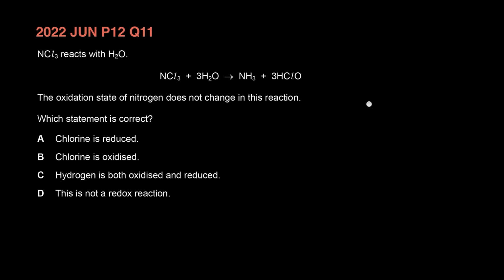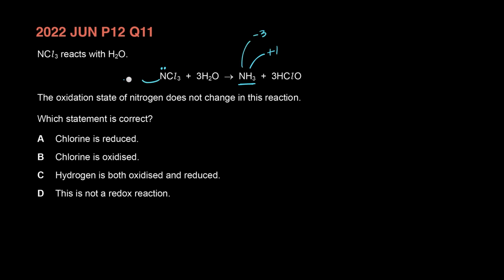So now in this question number 11, NCl3 reacts with water. Now NCl3, most likely N has a lone pair, reacts with water to make ammonia and HClO. Which statement, in this case, the oxidation state of hydrogen does not change? If I look at that, and I know H is always plus 1, so N must be minus 3.